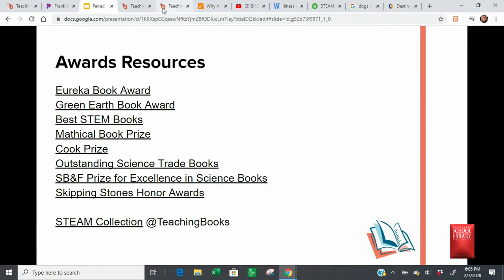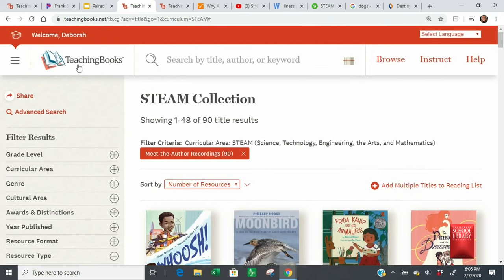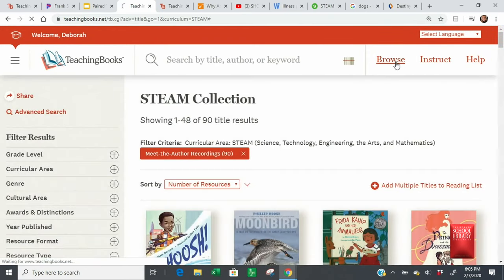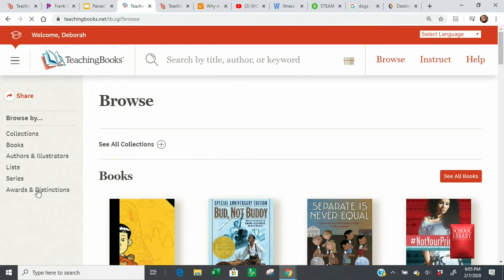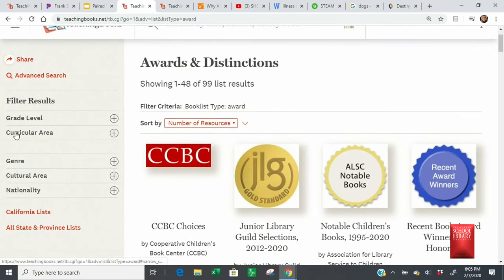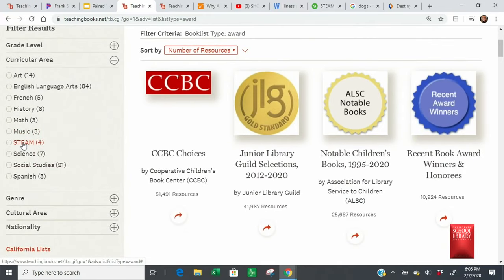And all those other awards, you can find them as well. You can browse awards. So my browse is over here, and I can browse awards. And not just STEAM. I can choose my curricular area. So I can click STEAM and see STEAM awards, but I can go to math, or I can go to history, I can go to science or social studies, and I can find award-winning books that I can buy for my library.